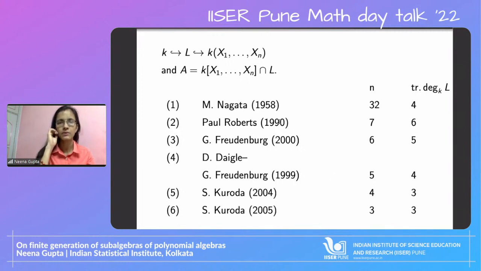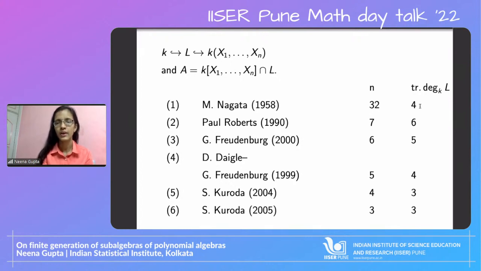The first ever counterexample was given by Nagata. Nagata's ring was highly complicated. It involved 32 variables, and this L has transcendence degree 4 over K. So it was a huge ring. Later, Paul Roberts constructed an example where n is equal to 4 and the transcendence degree of L over K is 6. These examples are actually very important because they are not just counterexamples to the original Hilbert's 14th problem. These examples also arose as a ring of invariants of some group action.